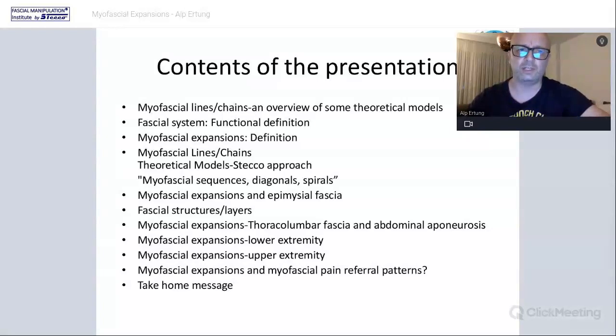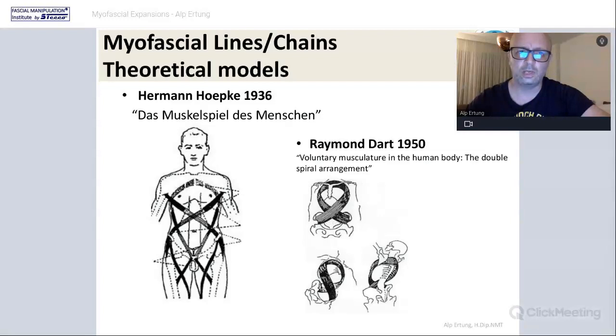So before going into the myofascial expansions, I will talk a little bit about the theoretical models that we know, starting from Hermann Hoepke in 1936. In his book, he mentioned some connections between different structures, as you can see.